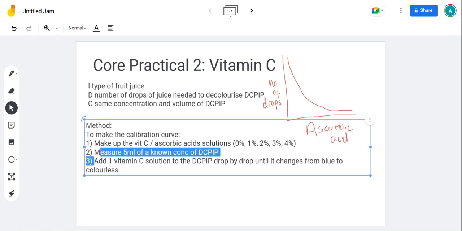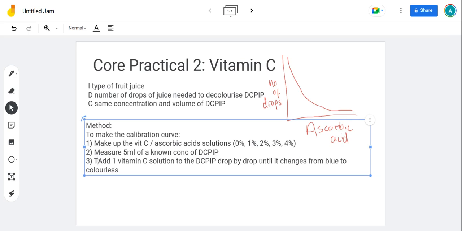Okay, now this is called titrating, adding a little bit at a time until it changes colour. So we could say titrate rather than add. Titrate one vitamin C solution with the DCPIP drop by drop until it changes colour from blue to colourless.